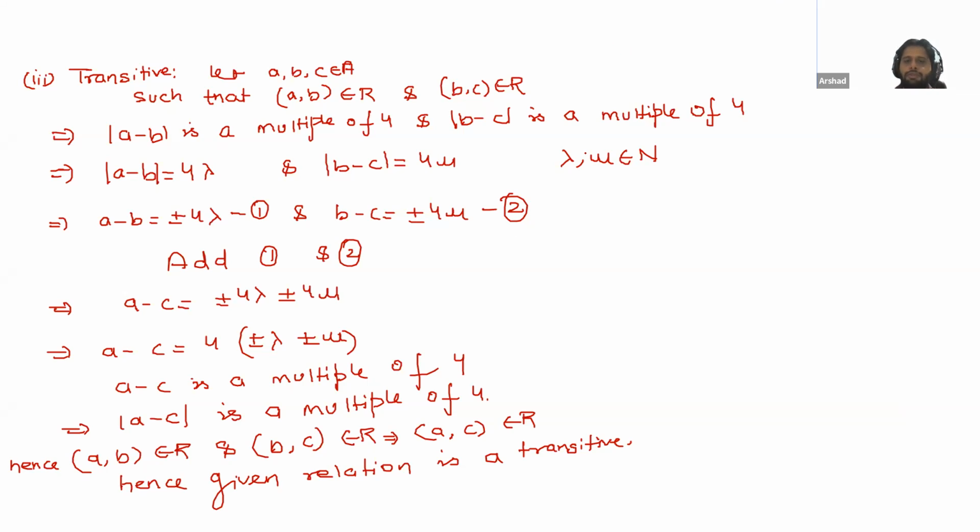Okay, so you can put the value of lambda as 1, 2, 3, 4, 5, 6, anything. If you put any natural number in place of lambda and nu, then the final result you get will always be a multiple of 4. For example, in place of lambda put 1. What do you get? 4. 4 is a multiple of 4. In place of lambda put 2. What will you get? 8. 8 is a multiple of 4.